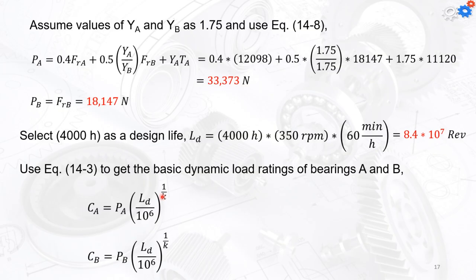This is a taper shaped roller bearing. For the B, I'm going to change the PB instead of the PA. Now, 33,373 multiplied by 8.4 times 10 to the power 7 divided by 10 to the power 6, to the power 1 over 3.333. Sorry, this is a typo. I'm going to change it soon. Just give me 1 second.